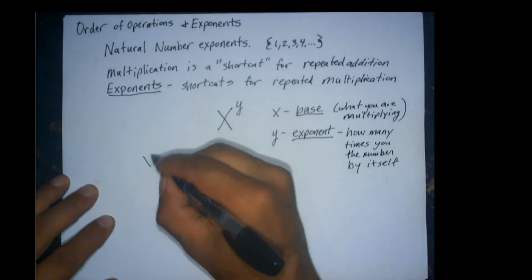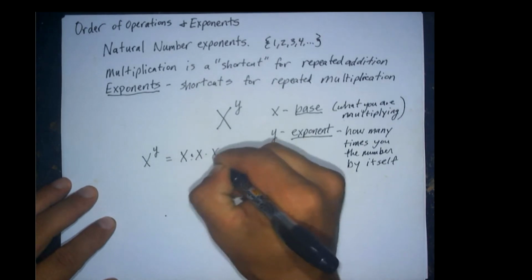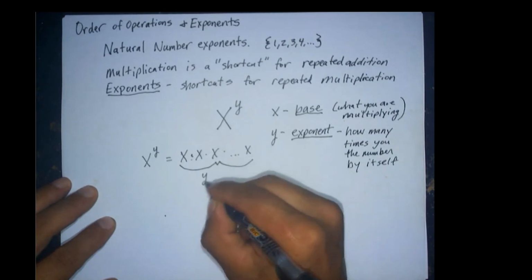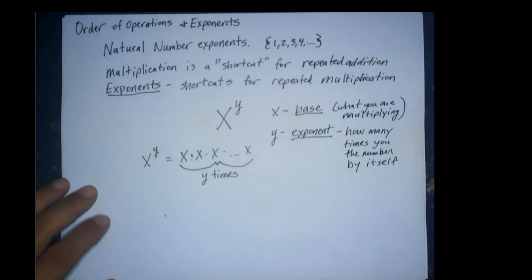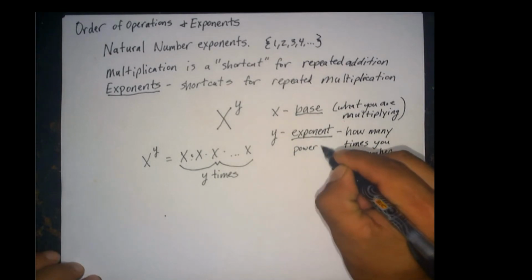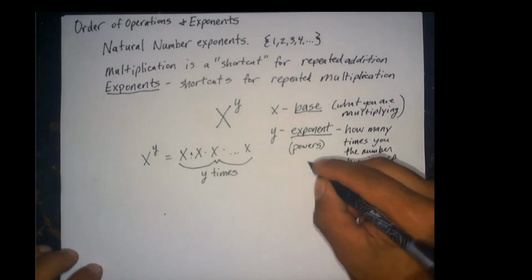So x to the y is x times x times x times x, y times. It's a fancier way to write it. This word could also be powers. You'll see powers there too. Like 3 to the power 10 means 3 to the power 10.